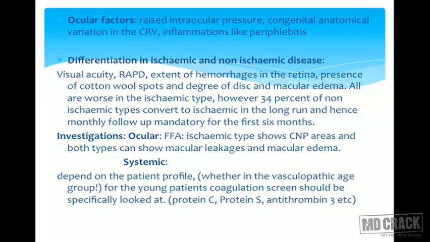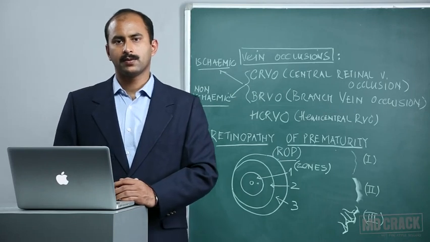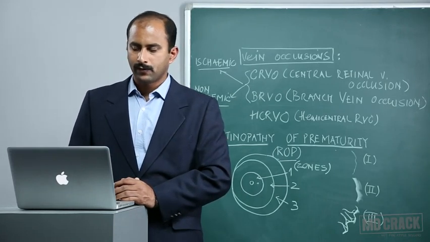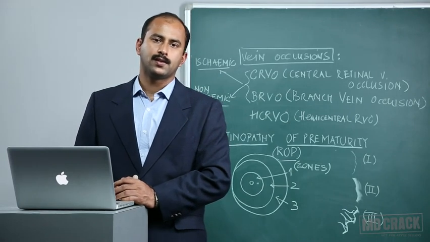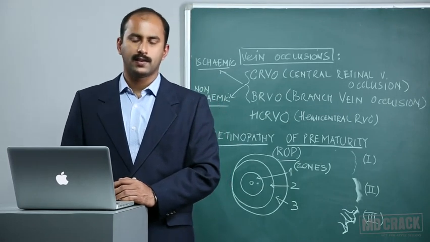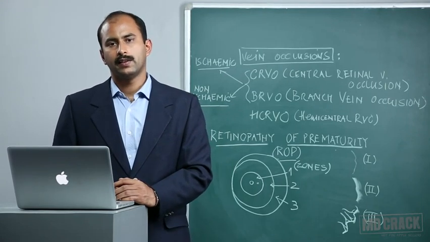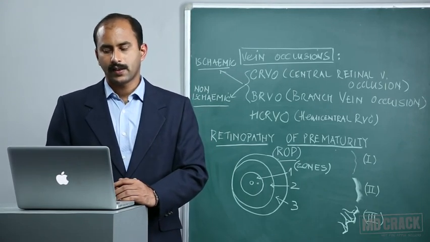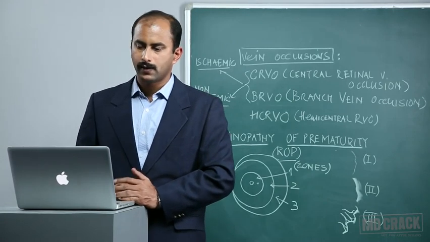In those with a vasculopathic age group, by and large, we do not need to do too many investigations except the routine hemograms and measuring the blood pressure. Whereas in the vasculitic age group, we need to specifically look at hypercoagulable states and the causes of vasculitis. Apart from that, a look needs to be given to different agents like protein C, protein S, antithrombin 3, etc., which promote coagulation and can cause occlusion in these cases.